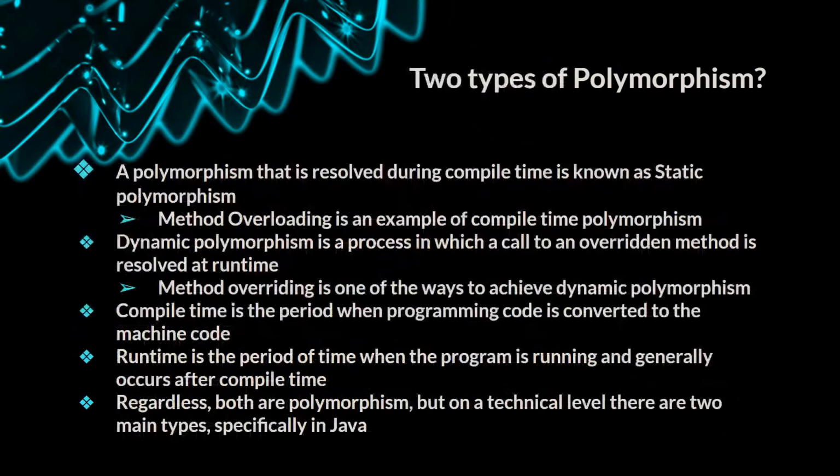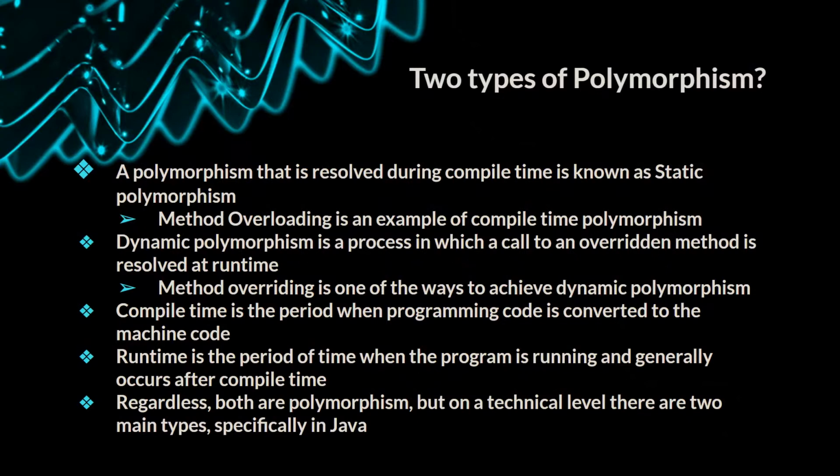Something you should know about polymorphism is that there are two types, which you may see in Python, but from what I read, it's been associated with Java. A polymorphism that is resolved during compile time is known as static polymorphism. So this is the first type. Method overloading is an example of static polymorphism, also known as compile time, which we're going to see in the following slides in depth.